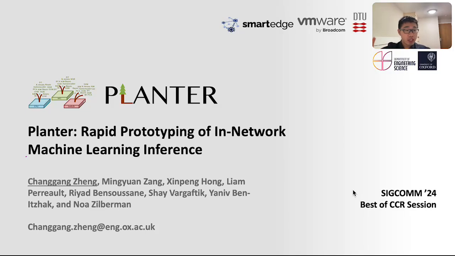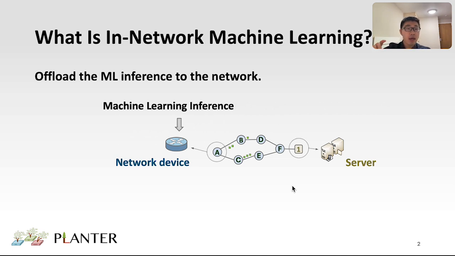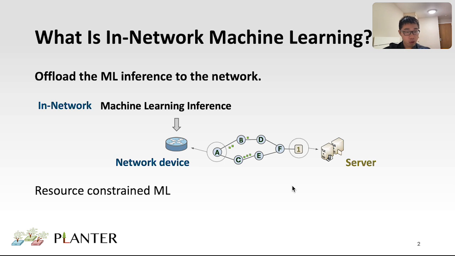Today, I'm presenting our work on rapid prototyping of in-network machine learning inference. And let's start with, what is in-network machine learning? In-network machine learning refers to the offloading of machine learning inference tasks to programmable network devices. It is a type of resource-constrained machine learning that runs within the data plane of programmable network devices.